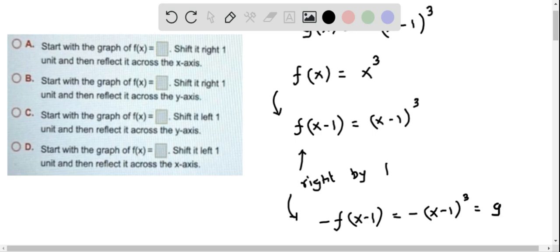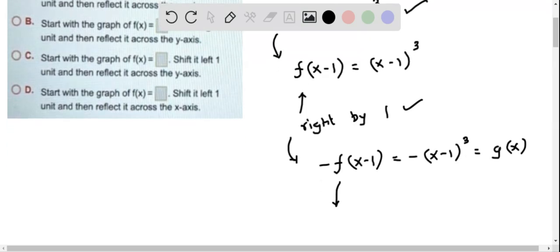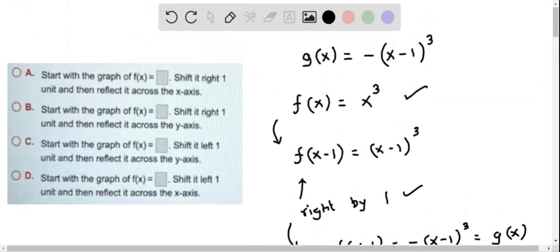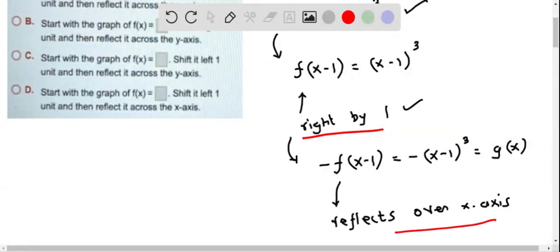So this basically is g of x. Therefore, we can see that we get g of x by transforming the graph of f of x equal to x cubed to the right by 1 unit. And this transformation, when you take the negative of some function, is a reflection over the x-axis. So g of x is first obtained by transforming the graph of f of x equal to x cubed to the right by 1 unit, and then reflecting over the x-axis.